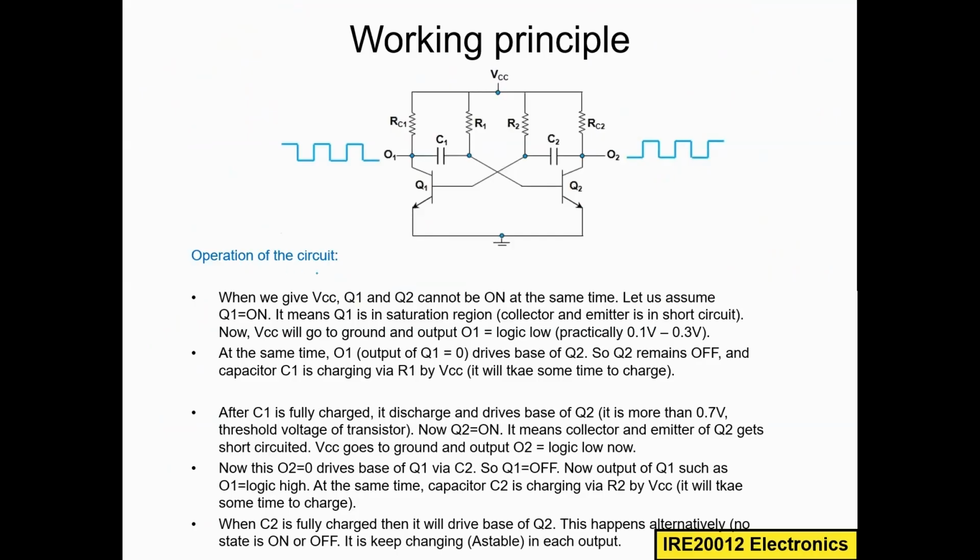This is the operation of the circuit. So now let us assume we are giving the supply voltage VCC. So we turn on the power supply. Based on the doping levels of Q1 and Q2, we assume Q1 is turned on first. So let us assume Q1 is on first.